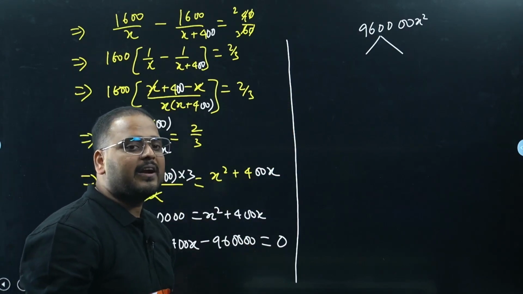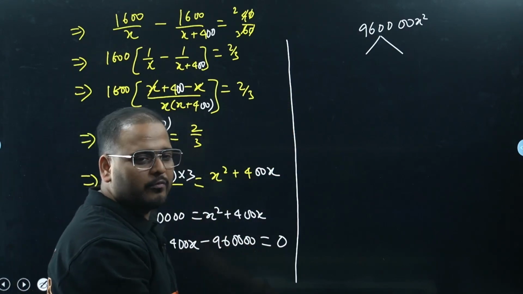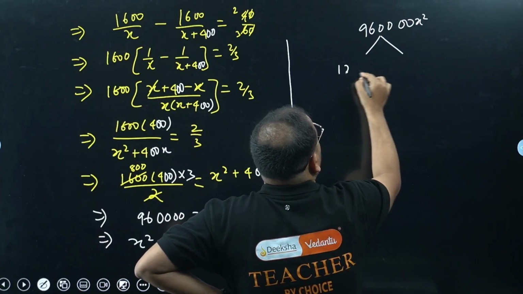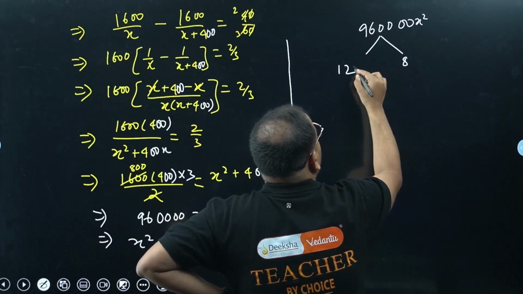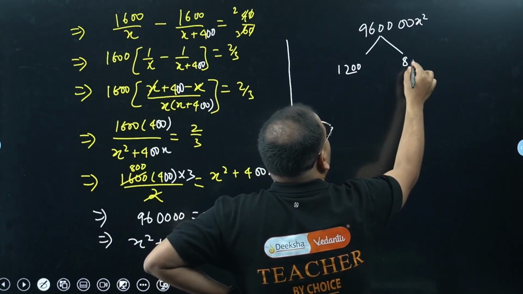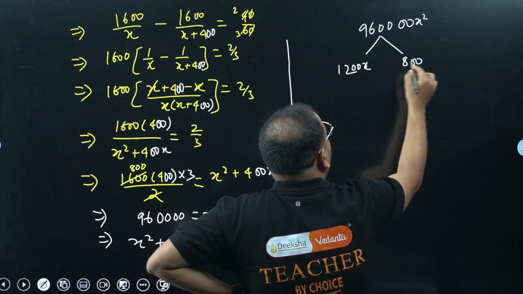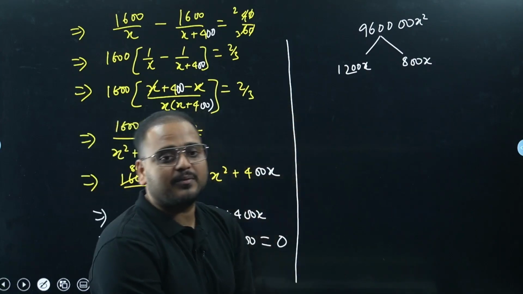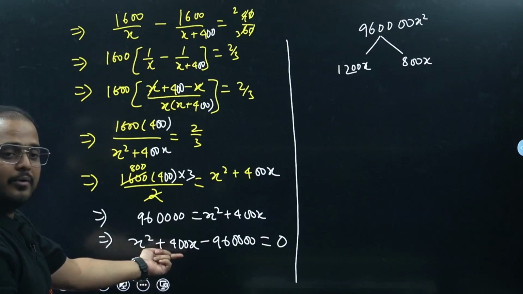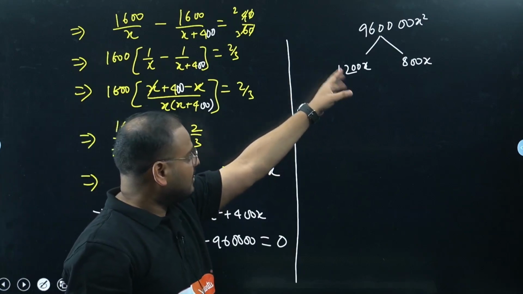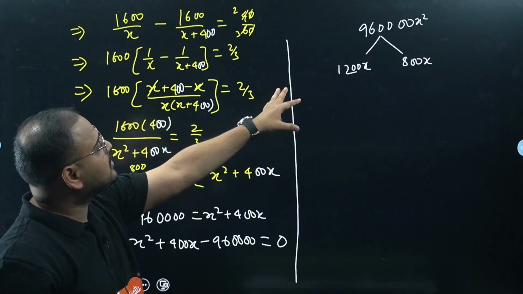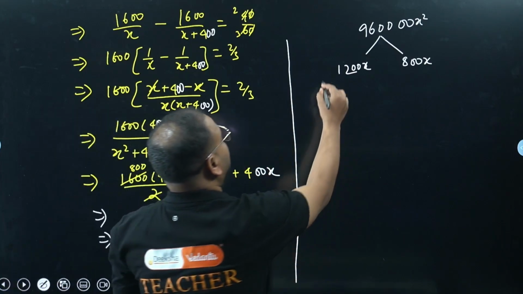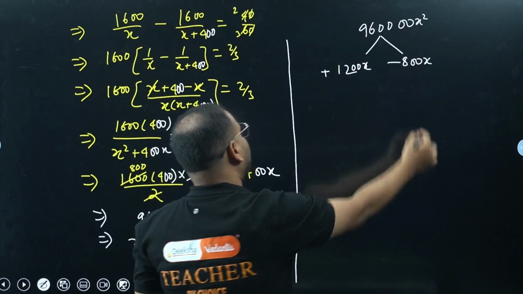What can we write 96 as? 24 times 4 will not give me it, but 12 times 8 will. So write 12 here, 8 here. Then I write 1200 and 800, and x here and x here. Now check it out. 1200 minus 800 is nothing but 400. Multiplication is 96 with 4 zeros, and x and x, which is negative. I want plus, so I will have this as plus and this as minus.